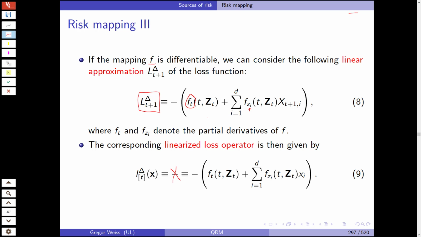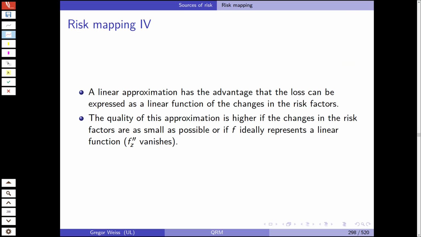The problem is, if f is a linear function, this is actually not an approximation, this is the loss operator. If f is a highly nonlinear function, this will be a pretty bad approximation. So the linear approximation has the advantage that the loss can be expressed as a linear function of the changes in the risk factors. However, the quality of the approximation is higher if the changes in the risk factors are as small as possible, or if f ideally is a linear function, and this is the case if the second derivative vanishes, if it becomes zero.